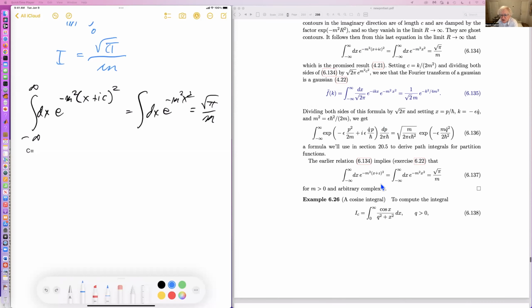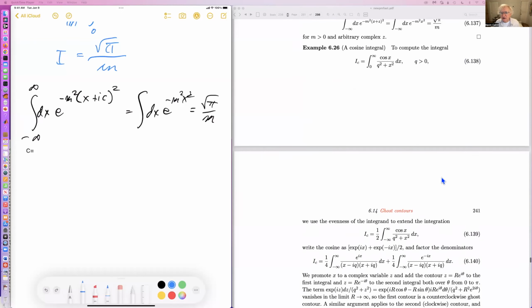Coming back to this, we see that for as long as m is positive and z is an arbitrary complex number, we have this expression. Well, this sort of follows directly.